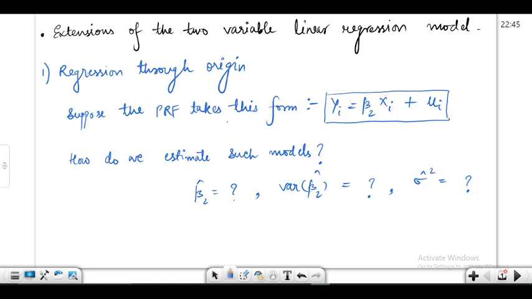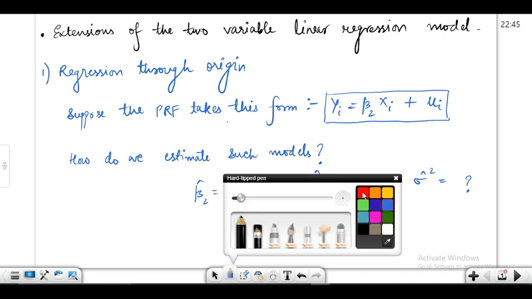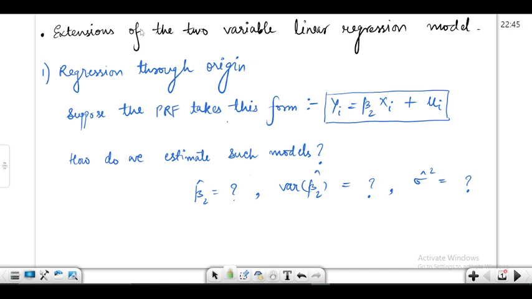So let's move ahead. Today we'll be talking about the extensions of the two variable linear regression model. We'll see what this means and why we are doing this. We have different extensions, so we'll cover them one by one. The first extension is called the regression through the origin.